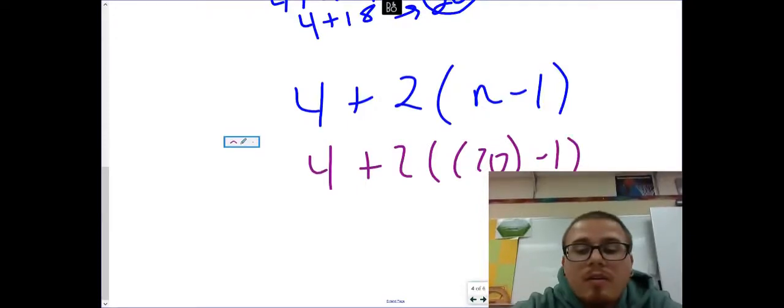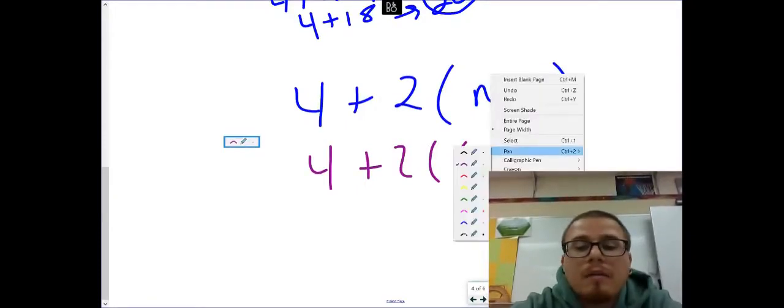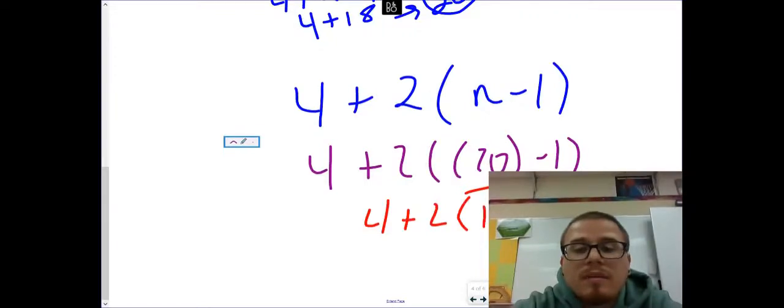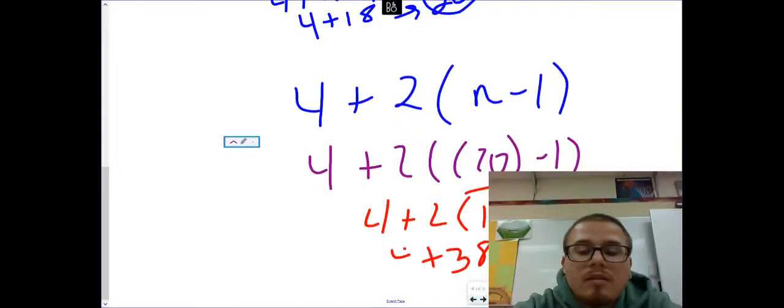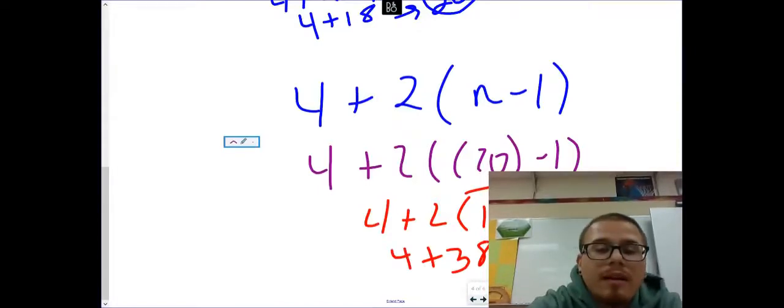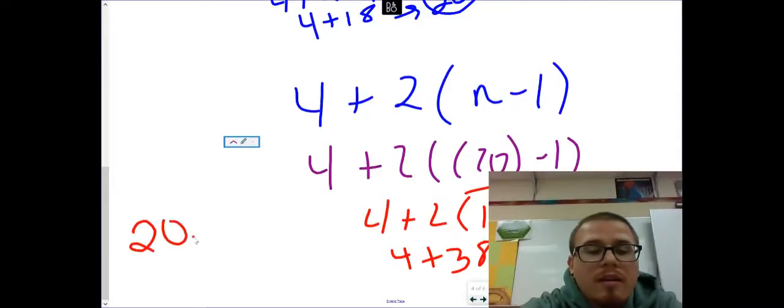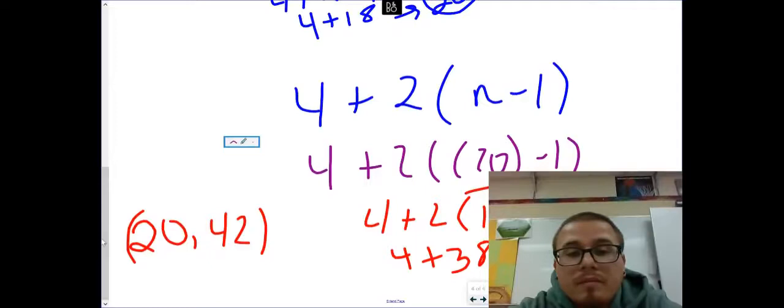Now follow your order of operations rules, PEMDAS. Do what's inside of parentheses first. 20 combined with a negative 1 is 19. 4 plus 2 times 19 is going to be 38 plus 4. So your value when x or n, your figure number, is 20, you're going to have 42 squares. That's all there is to that one, guys. If you have any questions, let me know.